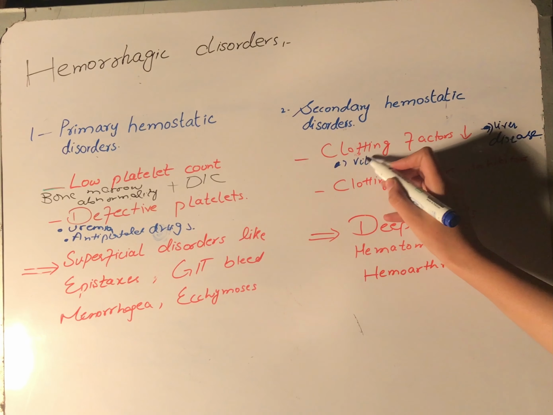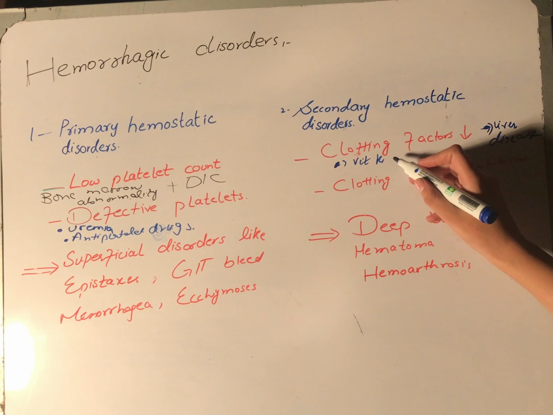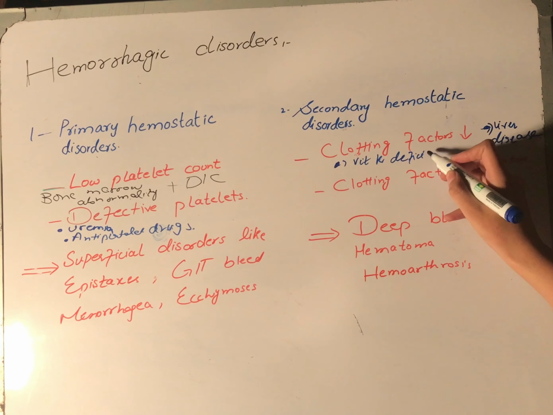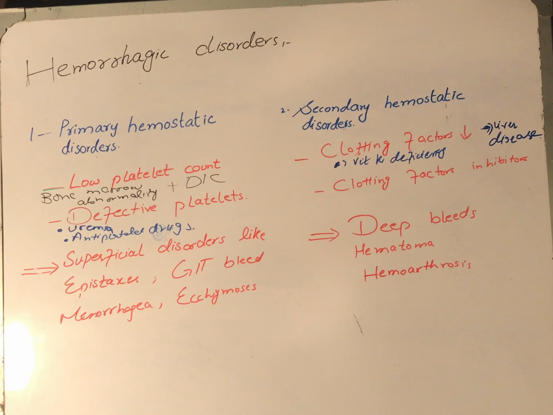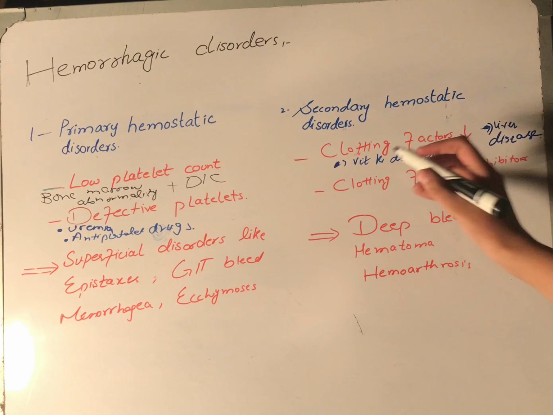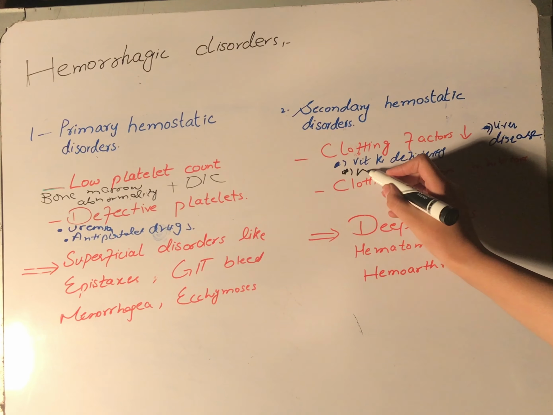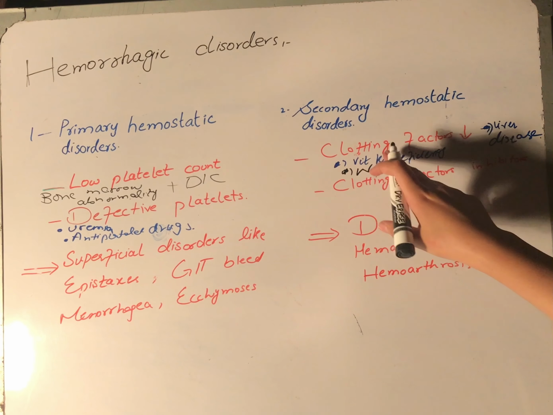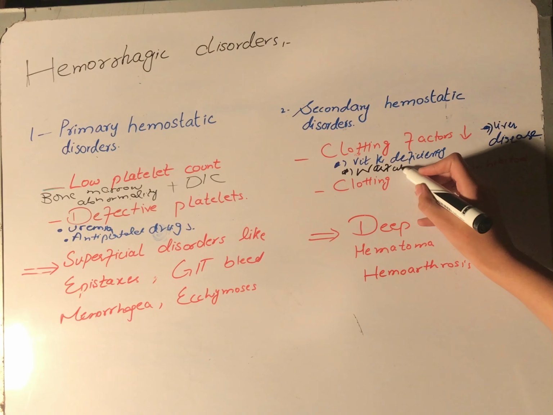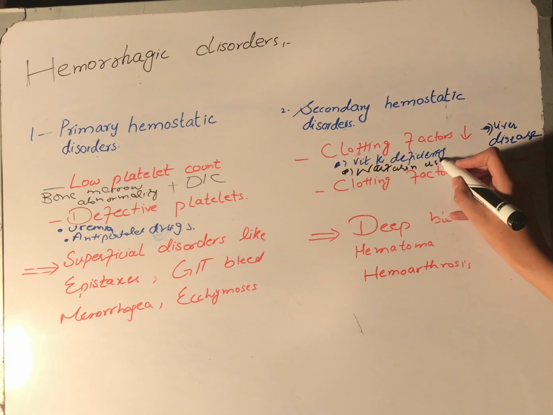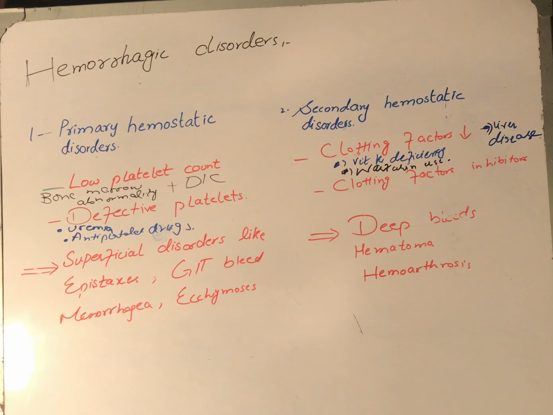because vitamin K is necessary for activation of these clotting factors. Vitamin K causes the carboxylation of gamma glutamic acid, which can lead to the activation of these factors. So vitamin K deficiency can also lead to the low clotting factor count in our bloodstream. The third reason can be warfarin use. Warfarin inhibits this vitamin K activation of clotting factors. So that is how warfarin use causes low clotting factors in our bloodstream.